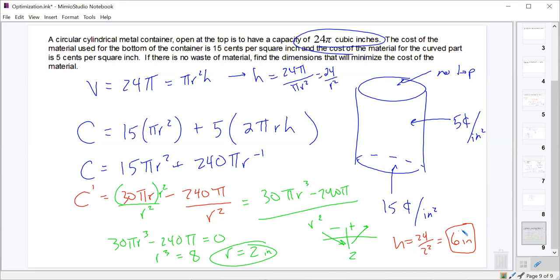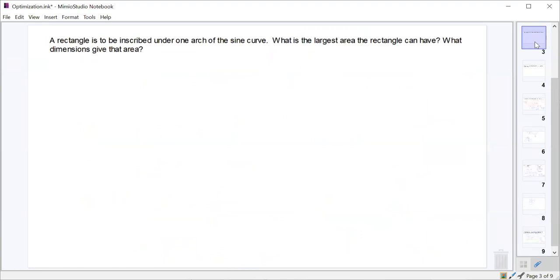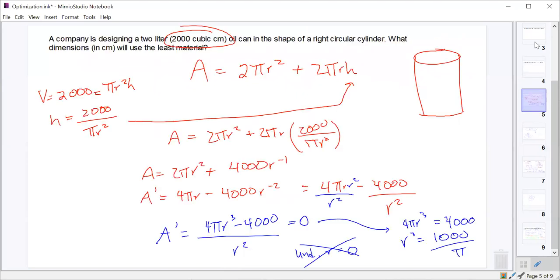Any questions on that or no? Nope. All right, that's optimization. So you can see there are lots of different types of problems. You know, we did these ones where we had to look at the distance formula. We did some where we had to come up with our own formulas for an area with labeling a bunch of variables. And then, you know, sort of different types.